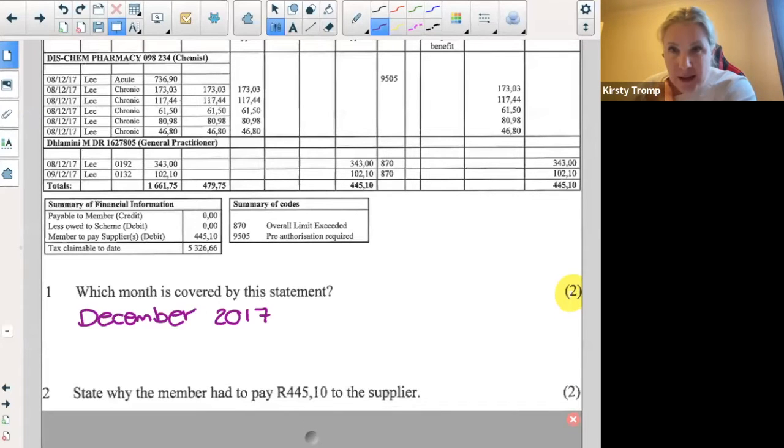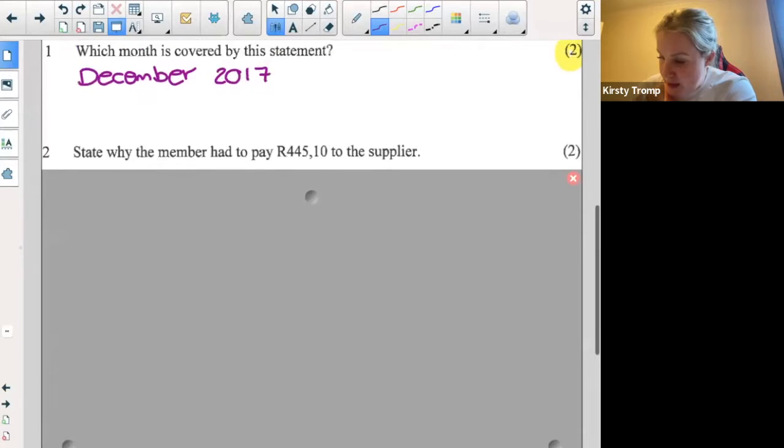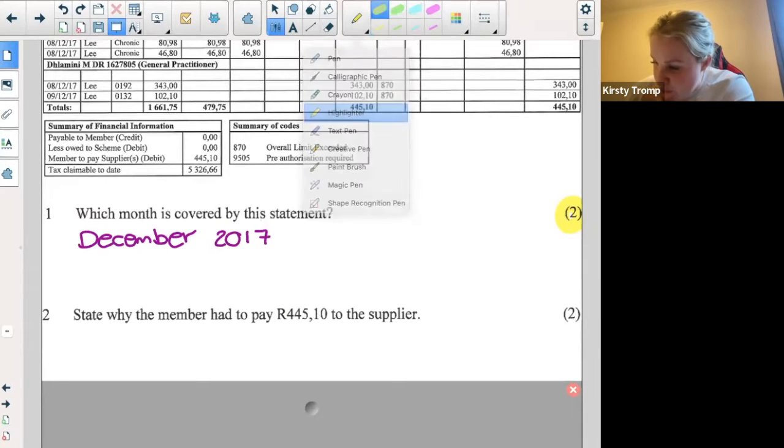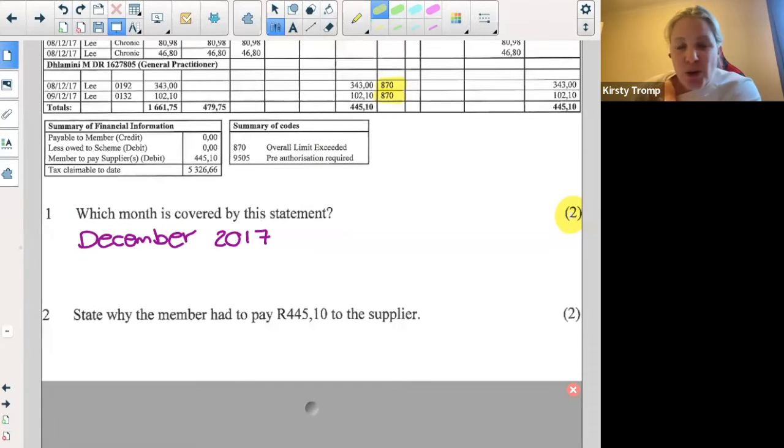Next question. State why the member had to pay 445 Rand 10 cents to the supplier. So state why the member had to pay that amount to the supplier. All right, we did speak about it just now. I highlighted this code for you guys. Is there anyone who wants to maybe explain it to us? Raise their hand and explain it, or anyone who wants to tell us in the chat? Anyone who wants to go over it again? Explain why?